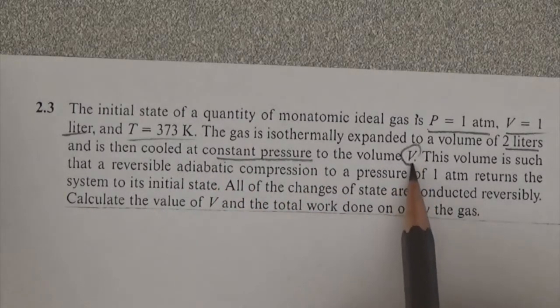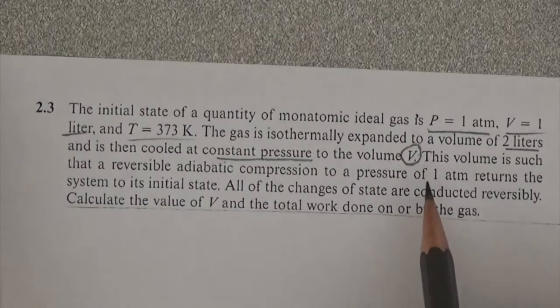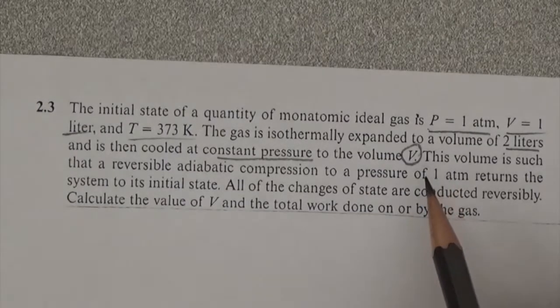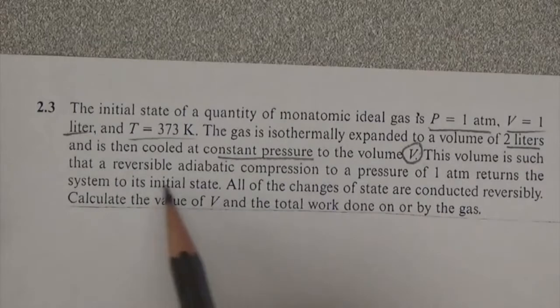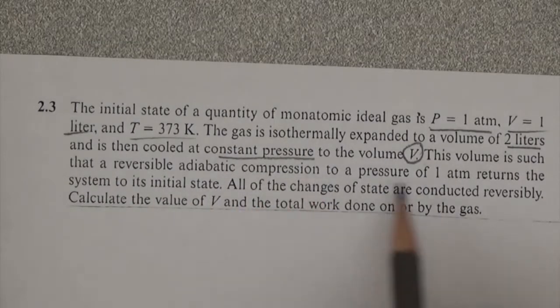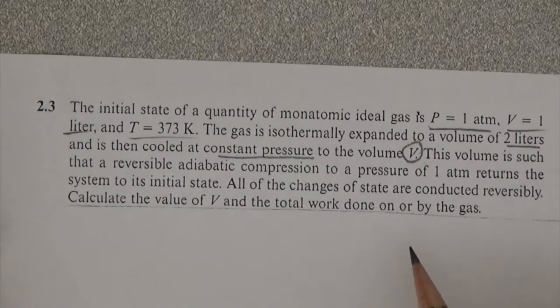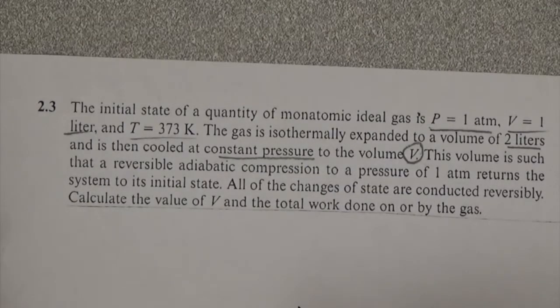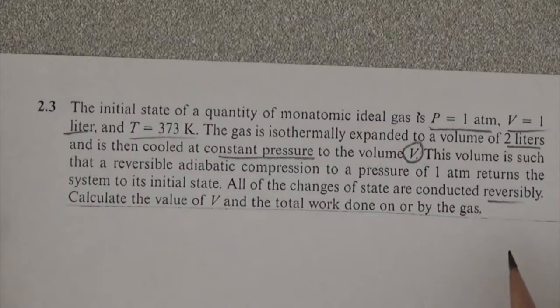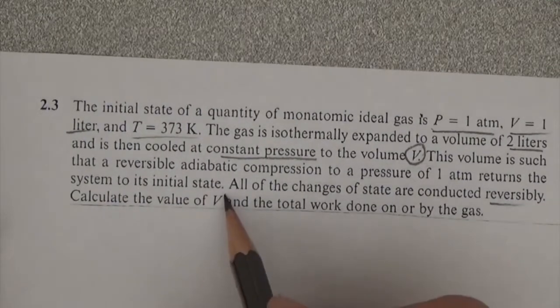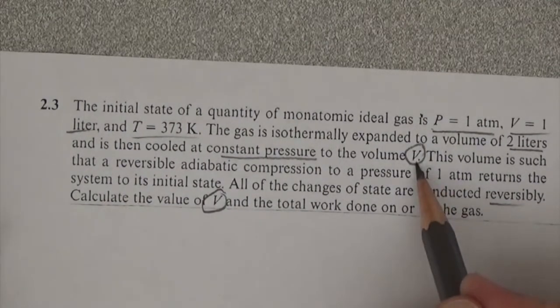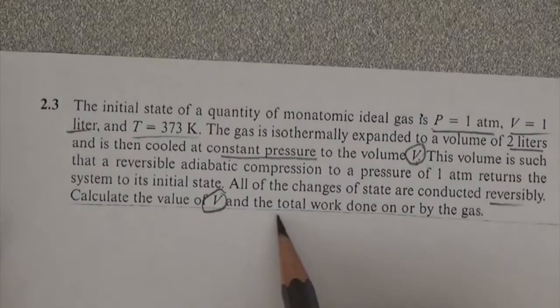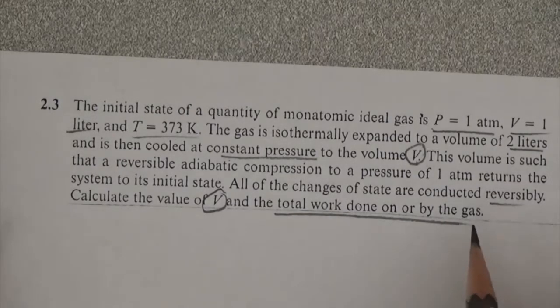to some volume, and this volume is such that we can then apply an adiabatic compression to restore it back to the original initial state. So we're going to do a closed loop, and these are reversible processes. We're supposed to find this particular volume, and then we're supposed to calculate the work done by the gas.